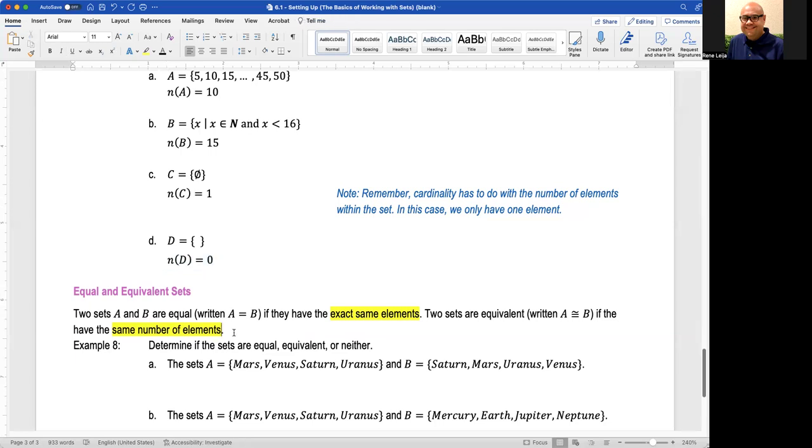Let me put this in parentheses. Same cardinal number. Let me do that, and then let me go ahead and highlight all of this. So I think that might help you out. Okay. All right.